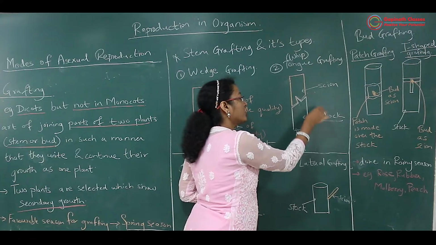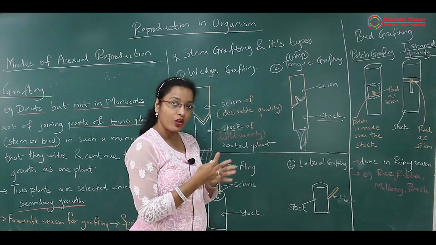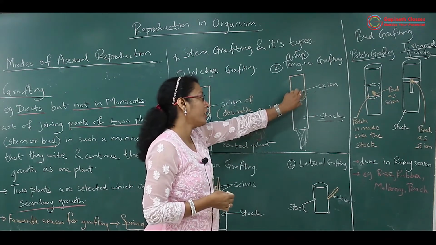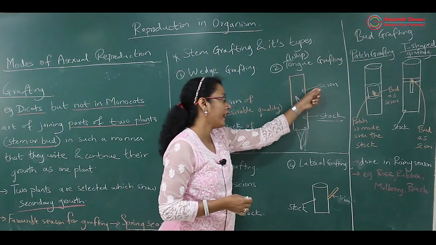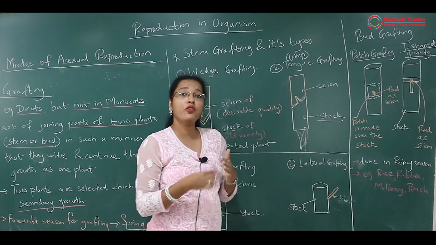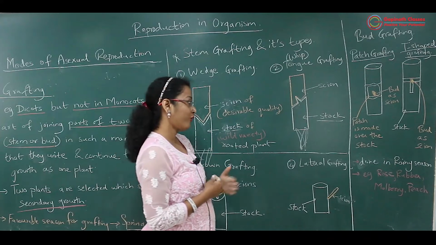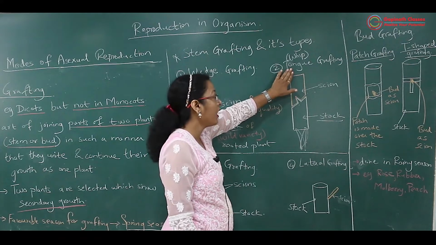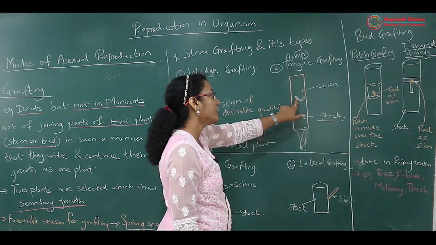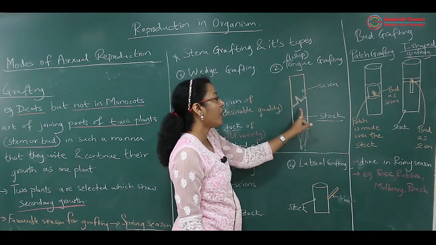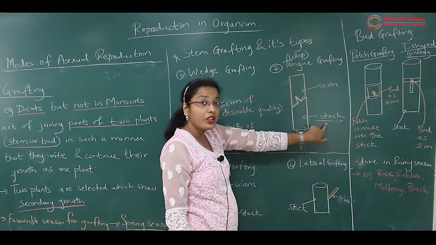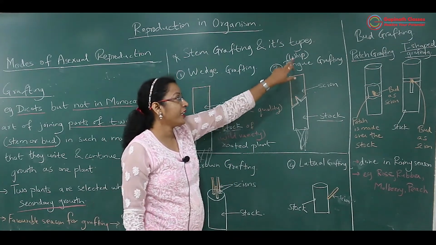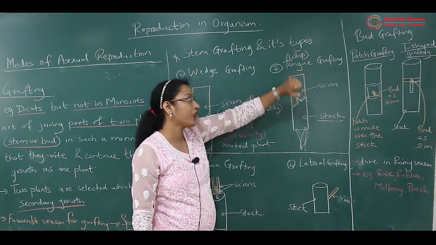So once the stalk and scion are placed properly, growth hormones are applied and either nailing is done or else a polythene bag is wrapped over the stalk and scion joint, so that there will be merging of the cambial cells of the stalk and scion. So all of you understood what is tongue grafting? Tongue grafting is a method wherein a tongue-shaped projection is made over the stalk. Okay. Tongue grafting is also known as whip grafting.